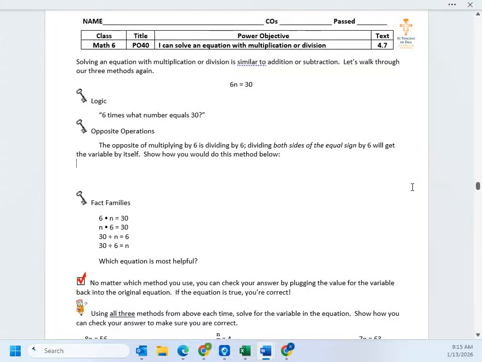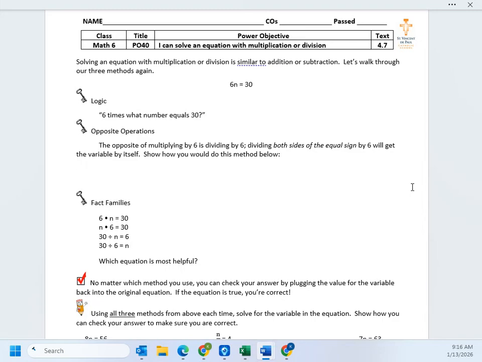Good morning. Today we are continuing on with what we had started last week with those opposite operations and solving for those variables. Last objective, we solved an equation with addition or subtraction. This time we are solving the equation with multiplication or division. So like the last objective, there are different methods we can use to solve these, right?